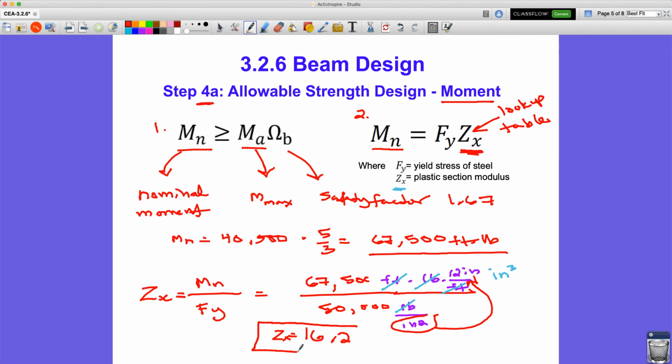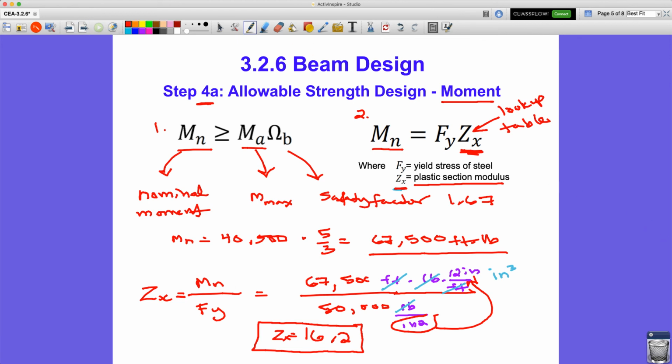So what we need to do is go and look up in that online table and find a wide flange beam that has a plastic section modulus, that's the full term for it, around the x-axis. Make sure you're looking at the right one, because we're bending up and down, that's bending around the x-axis. It's got to be greater than 16.2, but we don't want it to be a lot bigger than that. So that'll be the next step, looking that up in the table. That should be pretty straightforward. I'll leave that up to you.